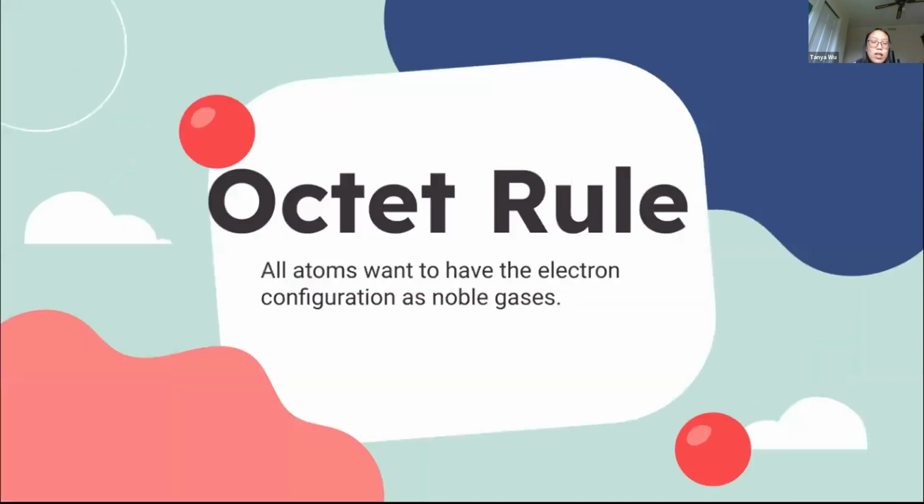Octet rule, I did talk about this a little bit. All atoms want to have the electron configuration of their closest noble gas. So on the rightmost columns, they want to gain electrons so that they can get to that 8. If an atom like fluorine has 7 valence electrons, it's really going to want 1 more to complete its shell. But an atom like sodium only has 1 valence electron. So it's going to try to lose that electron so it can become like the closest noble gas and have a full shell.